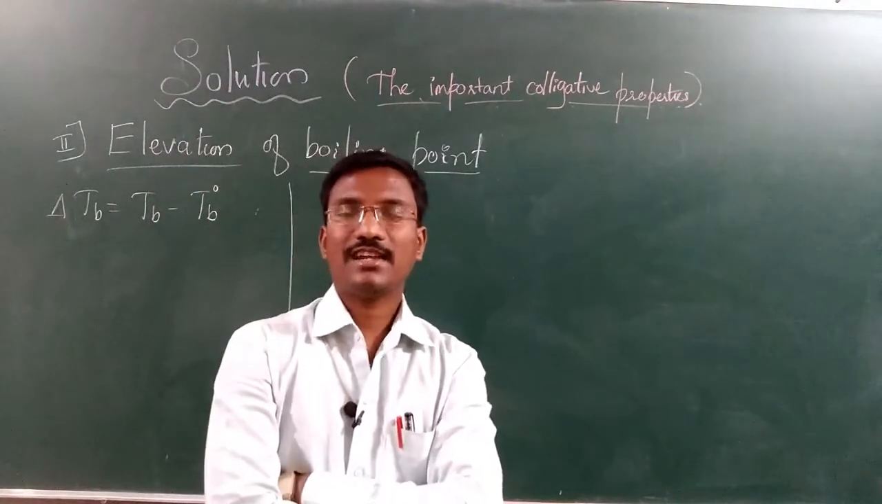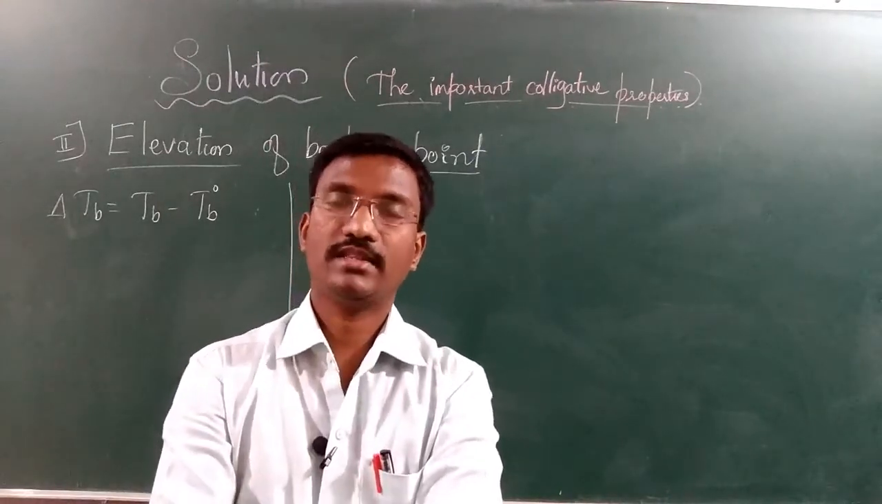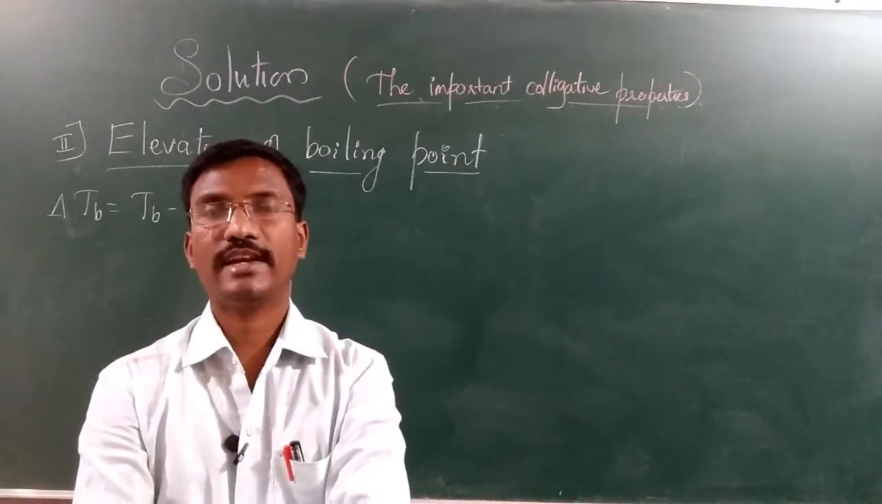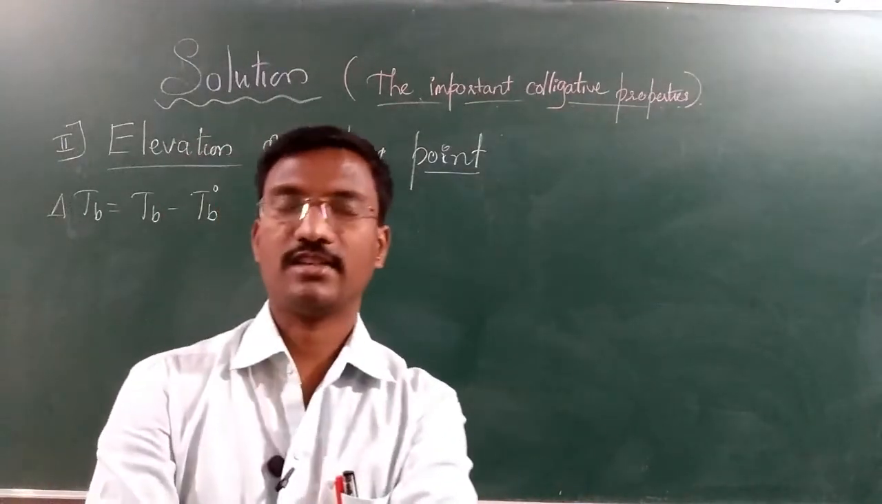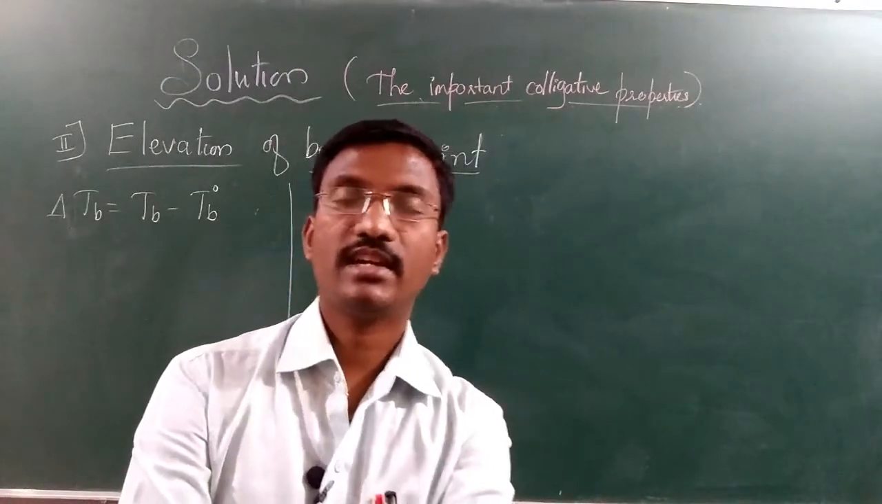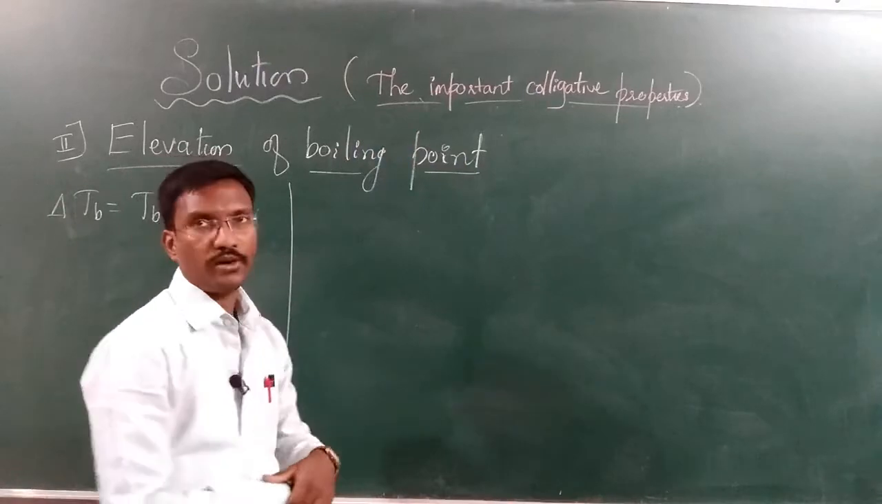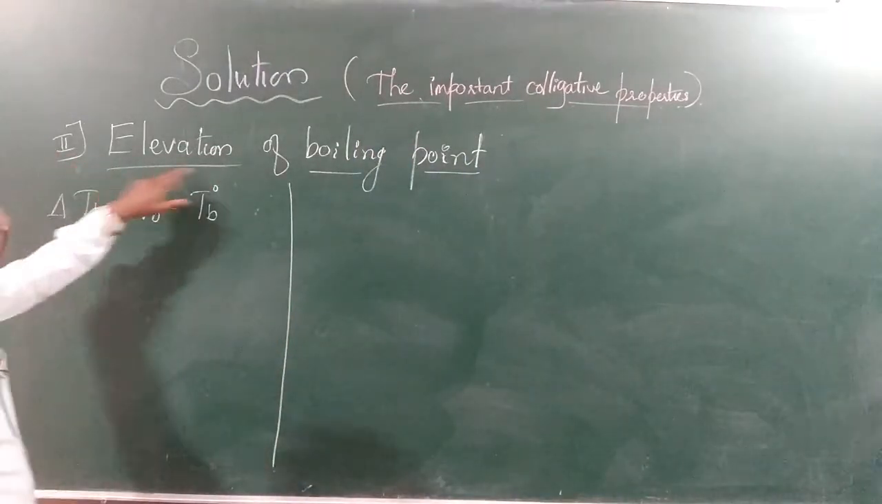So in the last class, yesterday, we discussed the colligative properties. There are four colligative properties. Among those, the first one is relative lowering of vapor pressure, which we discussed in yesterday's class. Today we are having the continuation, that is the importance of colligative properties. Among the four, the first one we have discussed, and the second one is elevation of boiling point.